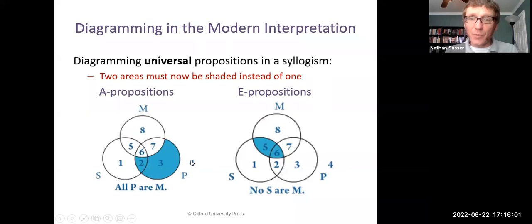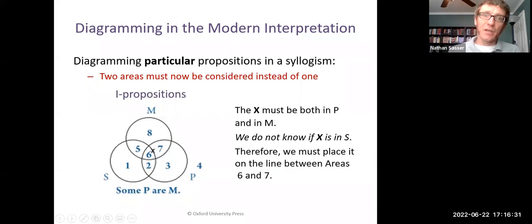So for any A-type proposition, you're going to get the big 2 shaded area. It's going to be either 2 and 3, or 8 and 7, or 8 and 5. It's going to be around the edges like this. For the E-type propositions, one of the areas you shade is always going to be area 6, that central one. And then you're going to shade either area 5, 7, or 2. It's always going to look like this sliver here in the middle of the diagram. So those are our universal propositions.